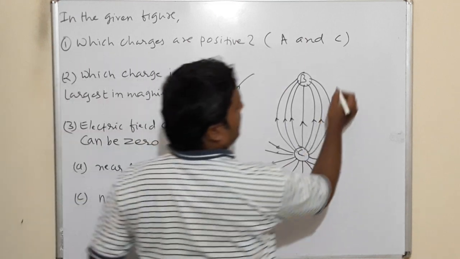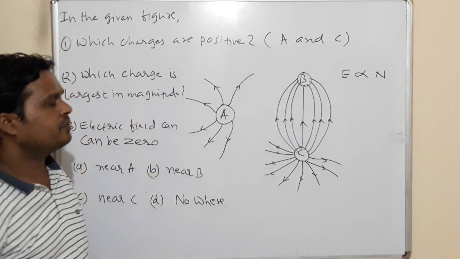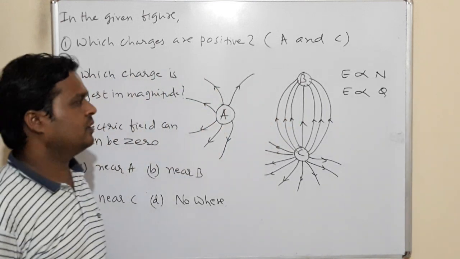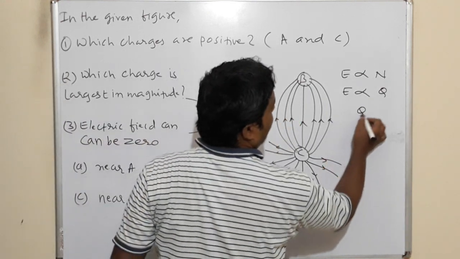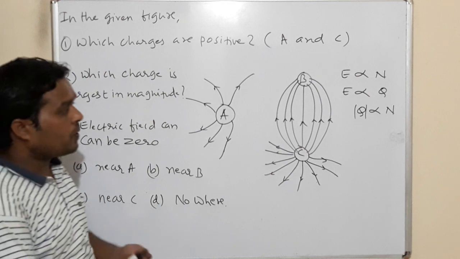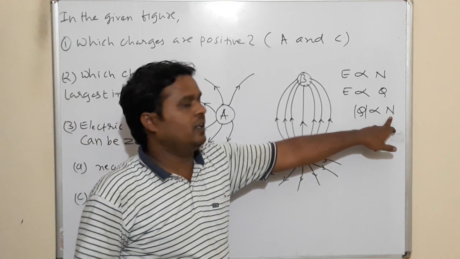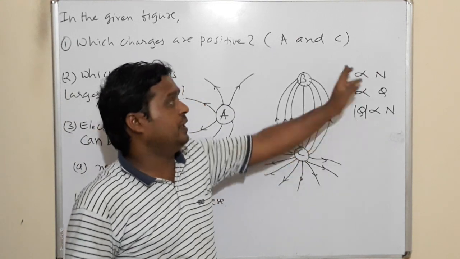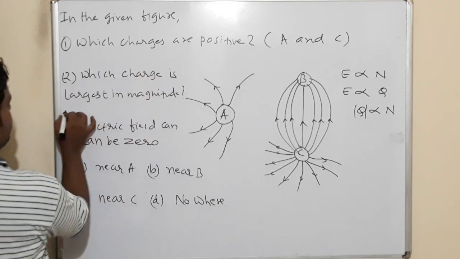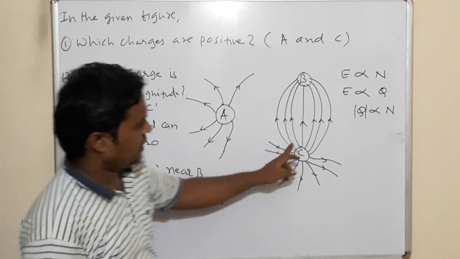Which charge is largest in magnitude? I told you the electric field is directly proportional to the number of lines. That means the electric field is also directly proportional to the magnitude of the charge. So the magnitude of the charge also depends on the number of lines. If more lines are around a particular charge, the charge will be more, because the field is stronger. That means which charge is largest in magnitude? The answer is charge C, because the number of lines is more here.